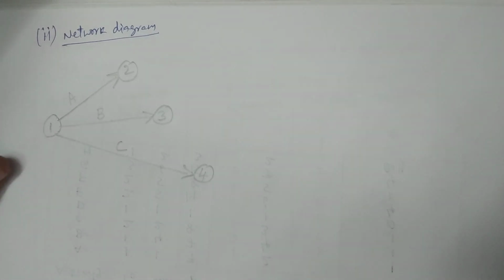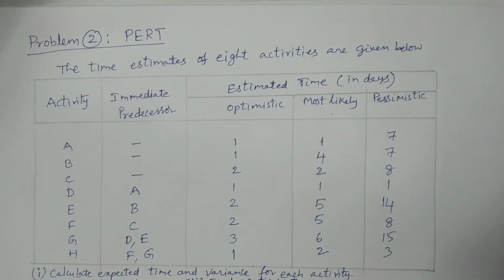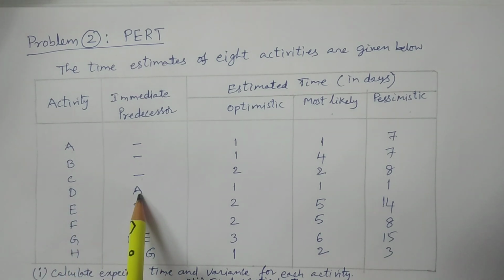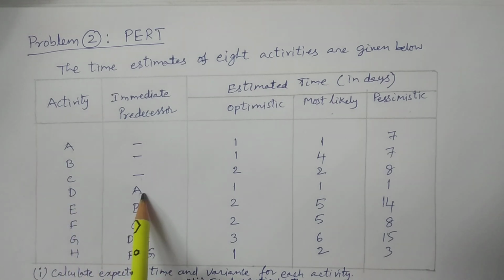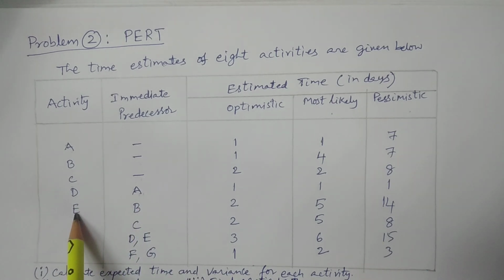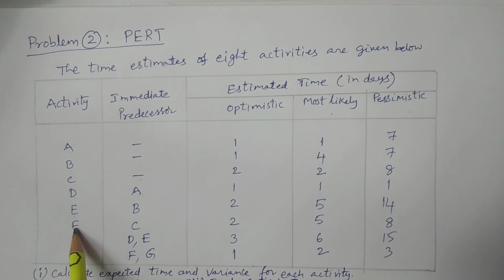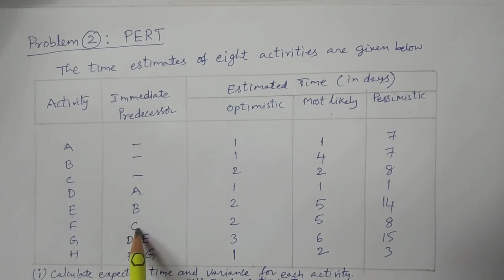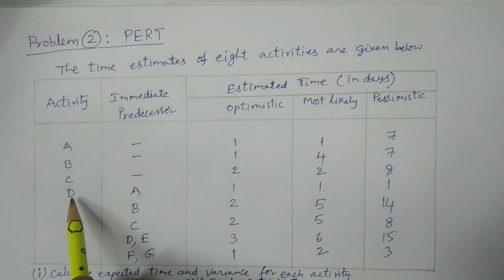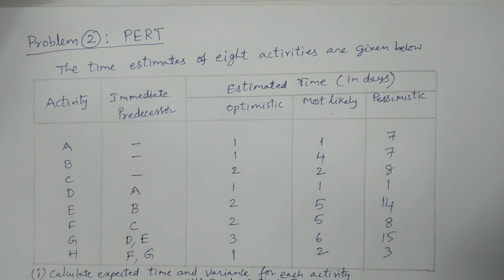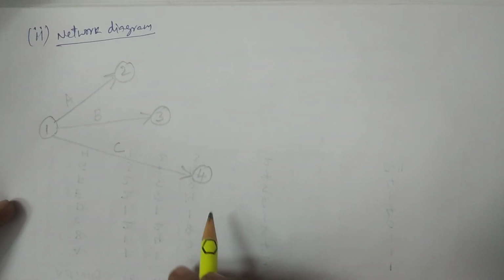And after that, what you have to consider? Further, before the activity D, A should be finished. The predecessor activity of D is A, and the predecessor activity of E is B. That is, before starting E, B should be finished, and before starting F, C should be finished. The F activity is going to start after the activity C. So: D after A, E after B, F after C.